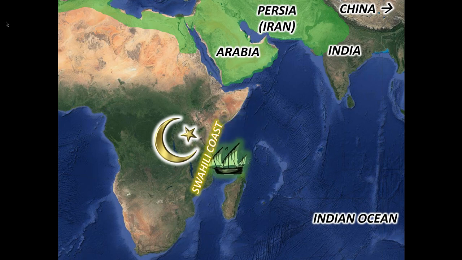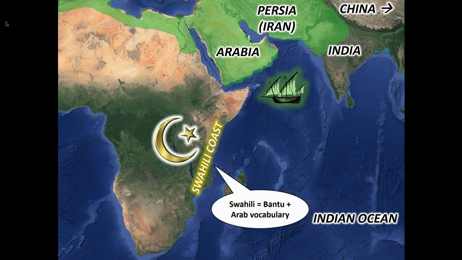The inhabitants of the Swahili coast were also united in their use of the Swahili language. Swahili is a Bantu language in its structure and grammar, but it includes a huge amount of Arabic vocabulary as words and names were shared during business transactions.